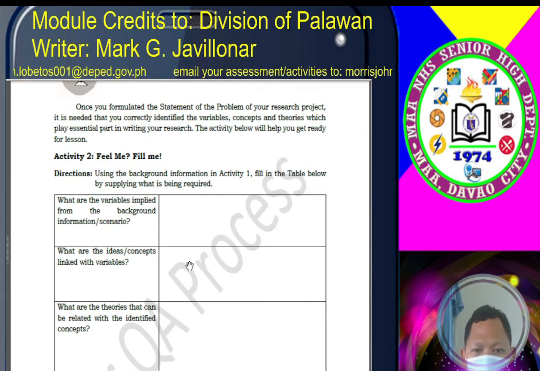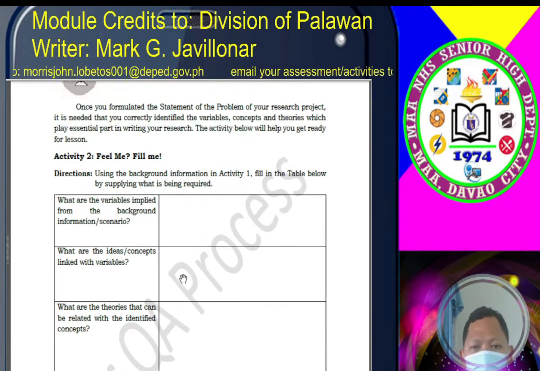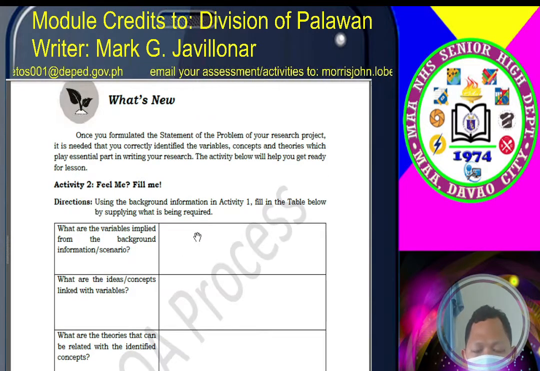Okay, so recall the activity 1. So identify the variables in the study. Then next is the concepts linked to the variables. Then third, the theories which you can use to identify the concepts. Okay, so I know you can do this because you already know what is a variable. Okay, so make sure you have already identified, especially in your study, the variables needed.